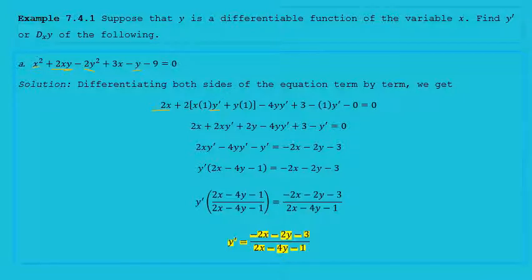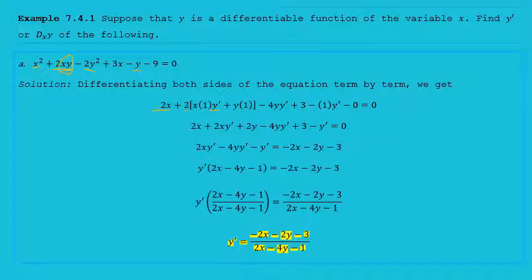Sa second term, we have 2xy. So, 2 times x times y, na ibig sabihin class, naki-apply tayo ng product rule sa second term. So, i-factor out natin yung 2, constant.